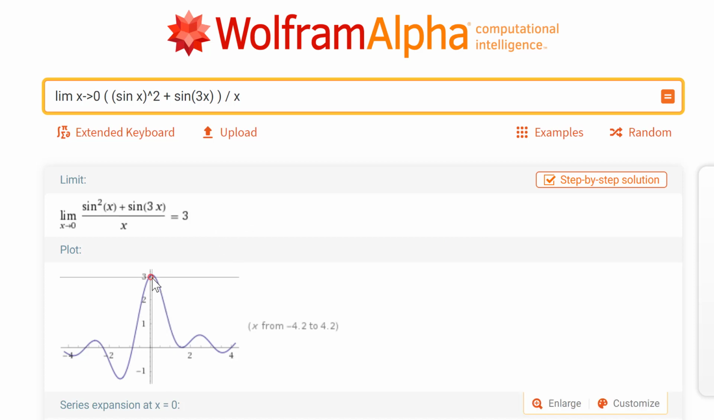And then notice here it does give you a little bit of a picture. There is a hole there, but as you come into 0 from the left and from the right, the limit is actually 3. So it looks good, and we verified it. Awesome.